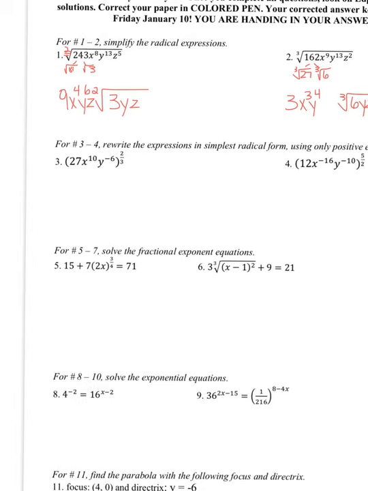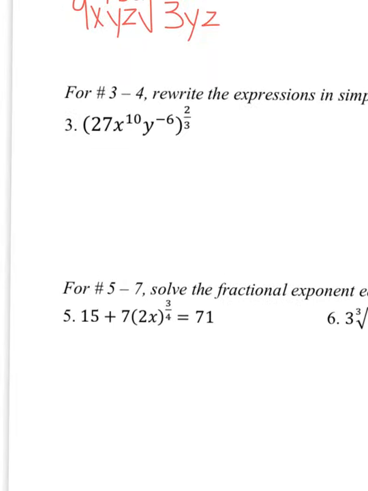For numbers 3 and 4, so this was that difficult stuff that we did right before the holiday break. So we're going to first put this into radical form. So we're going to make this the cube root of 27 x to the 10th y to the negative 6th. And then once we do that, we're going to square it. Okay, I try to go smaller before we get larger, before we square it.